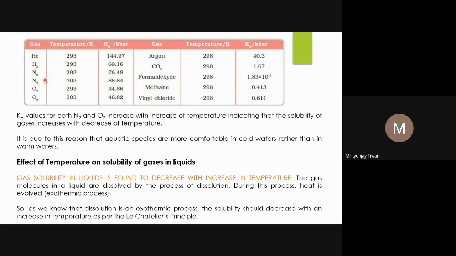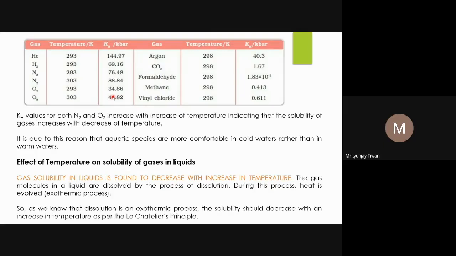Now let us consider two values for nitrogen at two different temperatures. At 293 Kelvin the kh value for nitrogen is 76.48, and at 303 Kelvin, at higher temperature, its value has increased. Kh value has increased at higher temperature, which means by increasing the temperature you have decreased the solubility of nitrogen. This value is given for water, so on increasing the temperature, solubility of nitrogen in water will decrease.